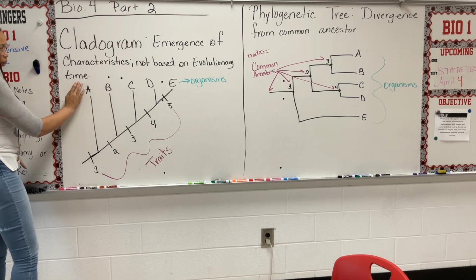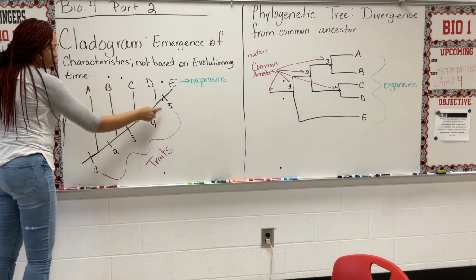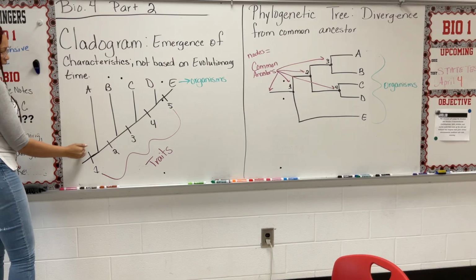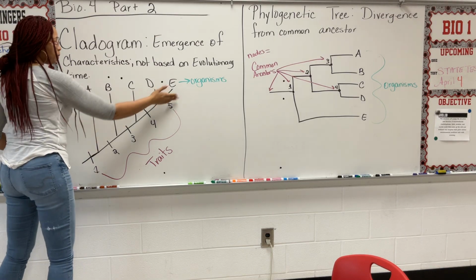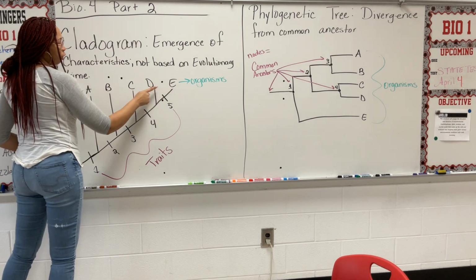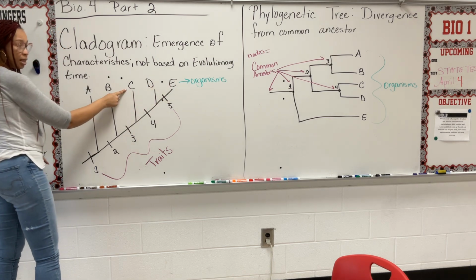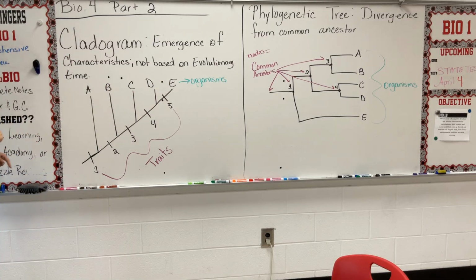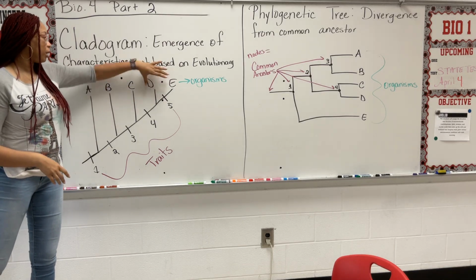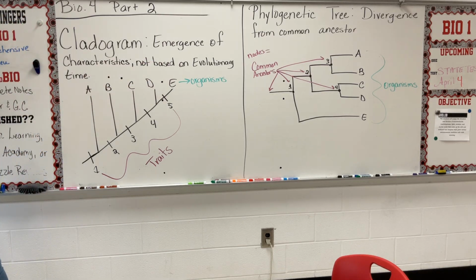So the trait, wherever it shows up, the organism that comes after that trait has it, not the organism that comes before it. So on this particular example, E would be more closely related to D than it would C, because it has more in common with D than it does C. So you're basically looking at how close they are together, and the closer they are together, the more related we say that they are. Now, this cladogram, notice, does not show anything about ancestry. It doesn't say what the common ancestor is.